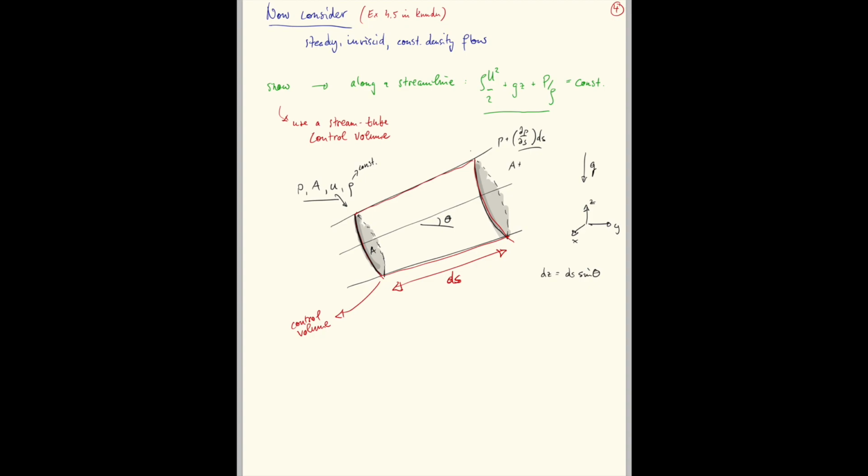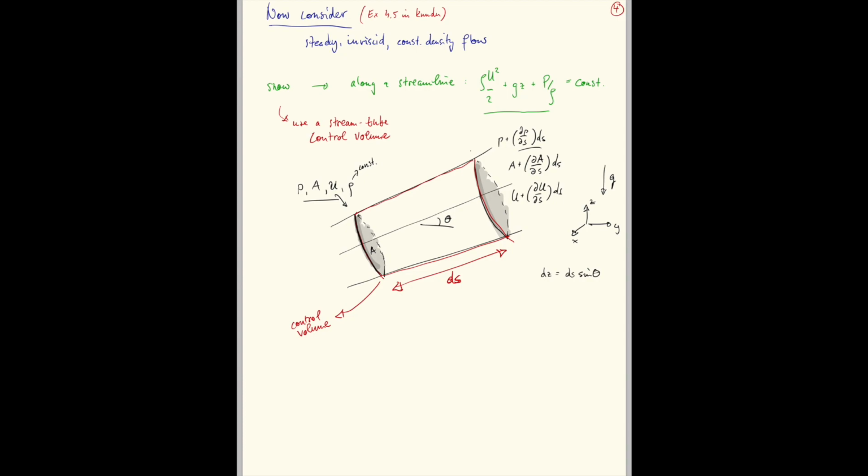So then A plus dA/ds ds is our change in the area, and the other thing that's going to change as a result is our velocity u. And this is capital U plus du/ds ds. Let me just move g out of the way. So this is the geometric setup that we'll consider.